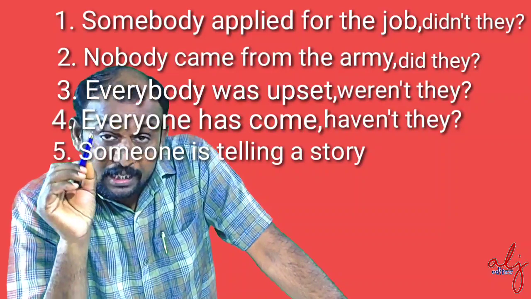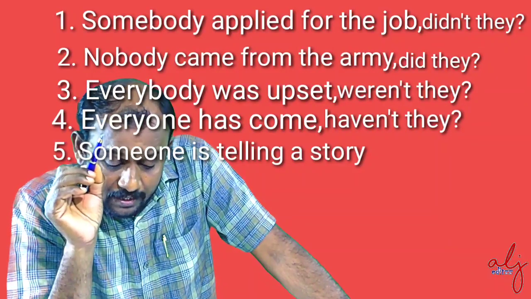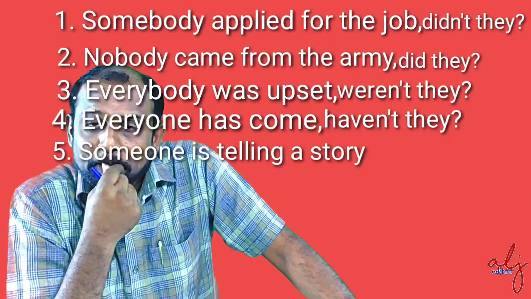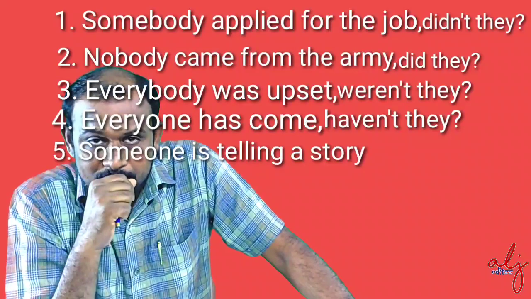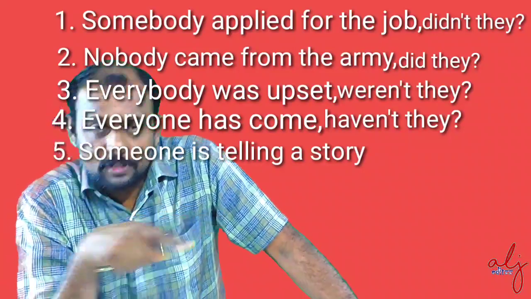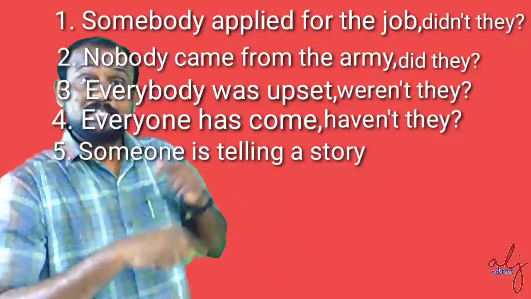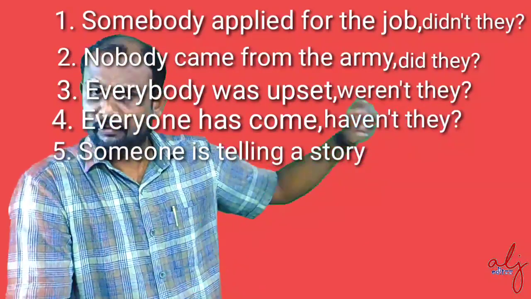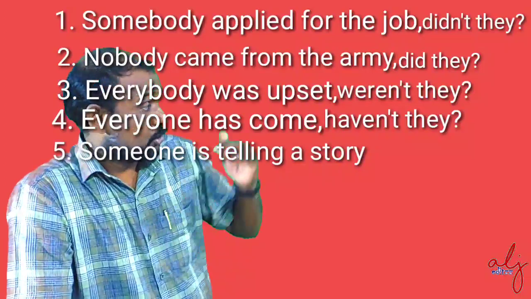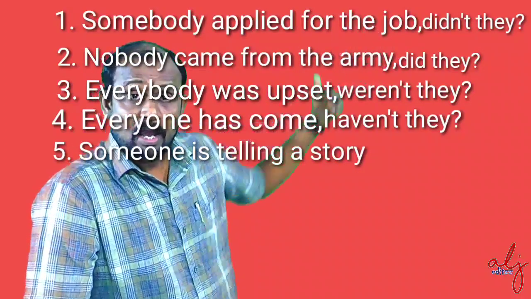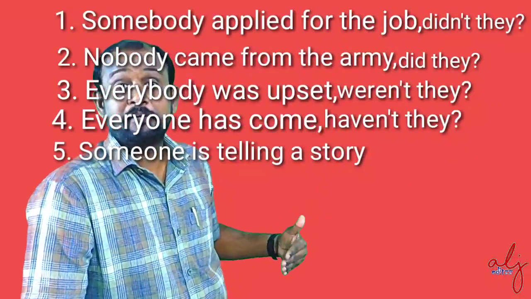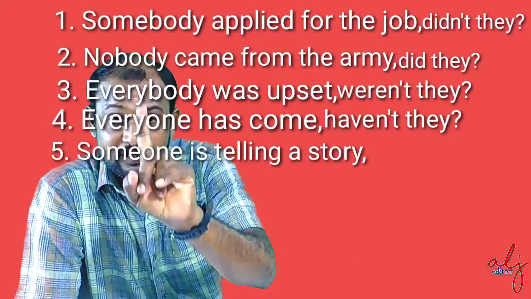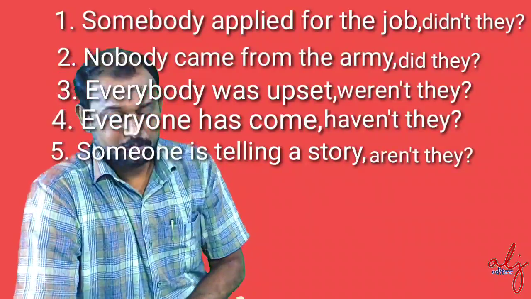Then, someone is telling a story. Again, what is the helping verb over here? Is. It is a positive statement. So you should write isn't they. Is it right? When we have they as a personal pronoun, can you write isn't they? No. So when you are converting was into were, has into have, is must be converted to are. So the question tag must be aren't they. Got the point here, students?